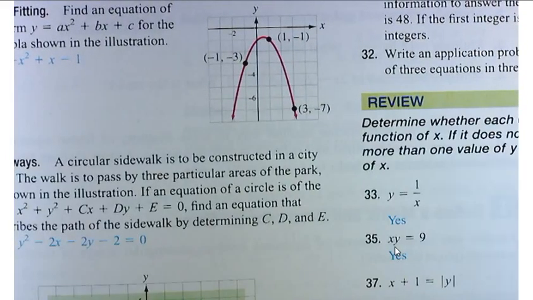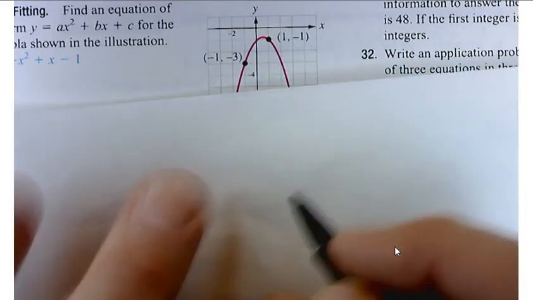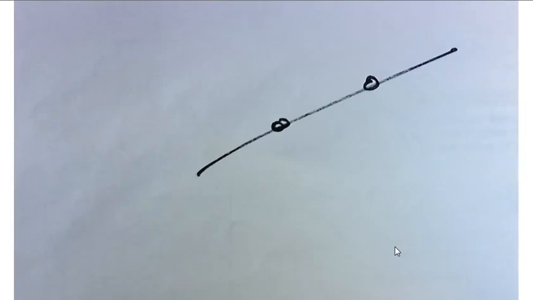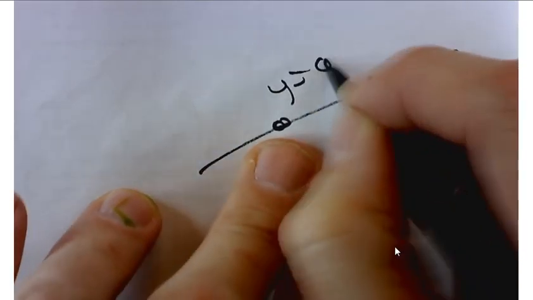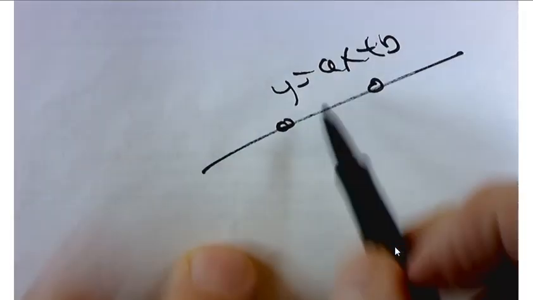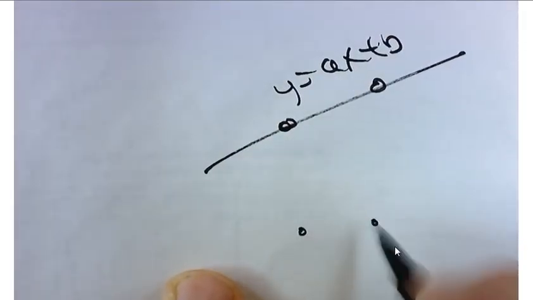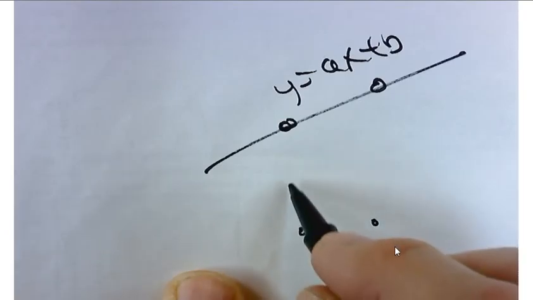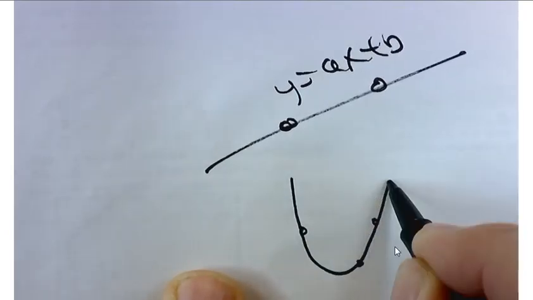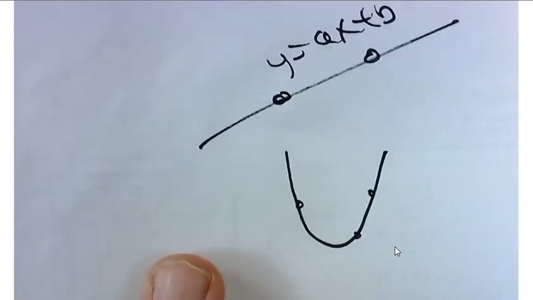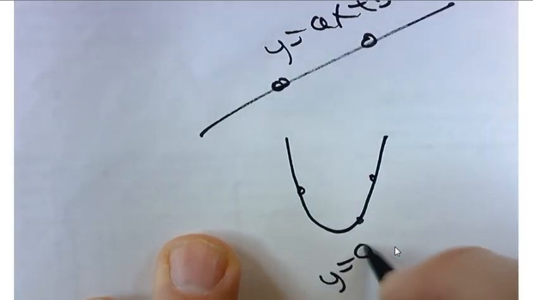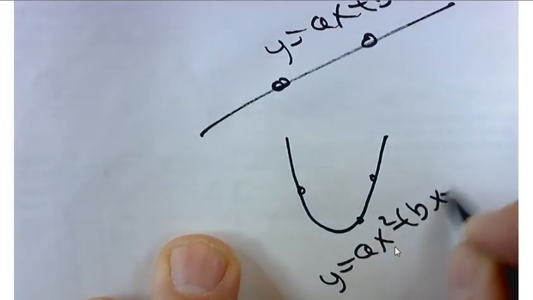Now, you may have heard something along the lines, or certainly you can believe it, that if you have 2 points, 2 points determine a line. So y equals ax plus b. But if you have 3 points, say 1, 2, and 3, 3 points determine a parabola. And the general equation of a parabola is y equals ax squared plus bx plus c.